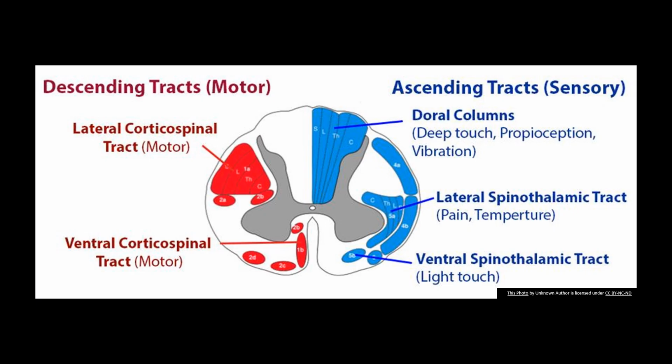Looking at where these tracts run, we can see our dorsal columns with our deep touch, proprioception, and vibration are more on the posterior aspect of the spinal cord, with our spinothalamic tract with pain and temperature and light touch on more of the anterior aspect of the spinal cord. When we're looking at motor function, our lateral corticospinal tract is more posteriorly located than our ventral corticospinal tract. And again, this is going to come into play when we talk about spinal cord injuries a little bit later in the semester.